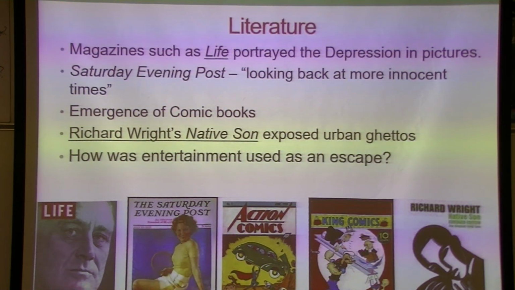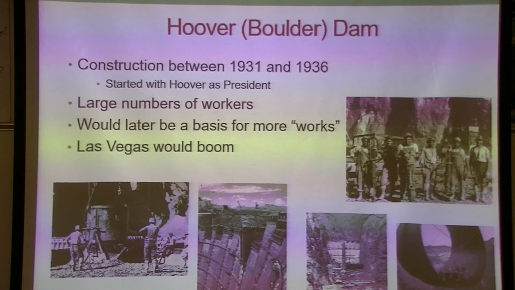You have more of the realism side for a lot of the literature that is written. Richard Wright will have Native Son and other books that will expose the urban ghettos. Some of you might remember Where the Red Fern Grows and things like that you maybe read in middle school. And this is where the entertainment, not just movies, radio, books, magazines, was kind of used as an escape. And in the worst times is often where art comes around.